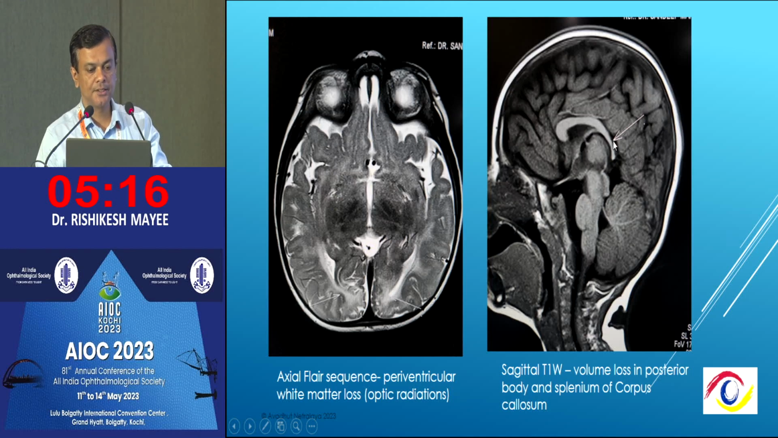You can see that there is a volume loss in the splenium here. And in the same patient, this is a FLAIR sequence, which shows that there is a reduction in the size of the optic radiations, this part, which is close to the occipital cortex.